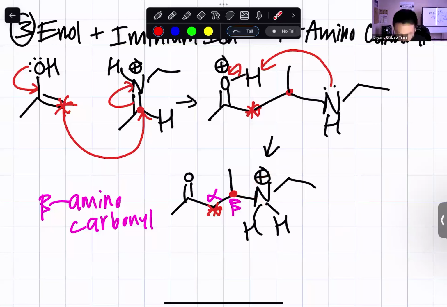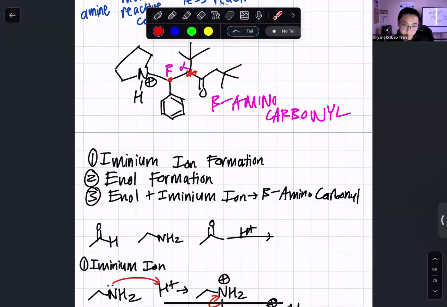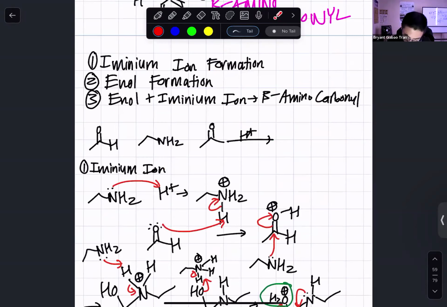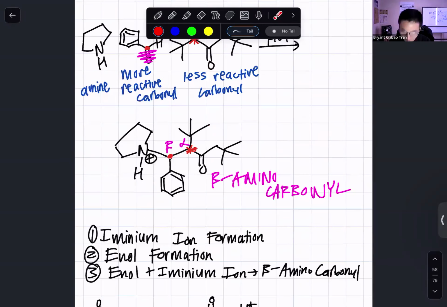So this is the whole complete mechanism, which I do not recommend doing if he gives you a predict the product problem. I recommend doing the shortcut to save time. If you have time, then you could do it if it helps you, but I don't recommend doing the whole mechanism if it's predict the product. Right. Yeah, let me zoom out.